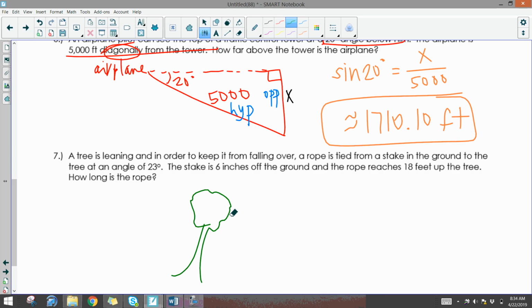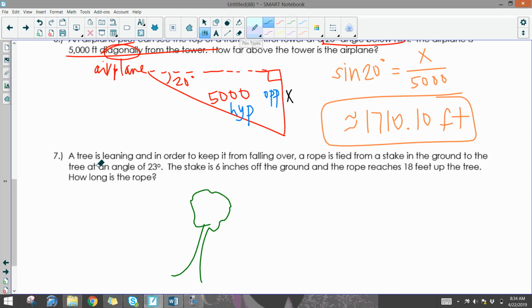If the tree is leaning to the right, like I kind of drew, my stake is going to be on the left because you're trying to pull the tree back upright. If you drew your tree leaning to the left, your stake is going to be on the right so you can pull it back upright. So you're trying to get the tree back to a 90-degree angle.